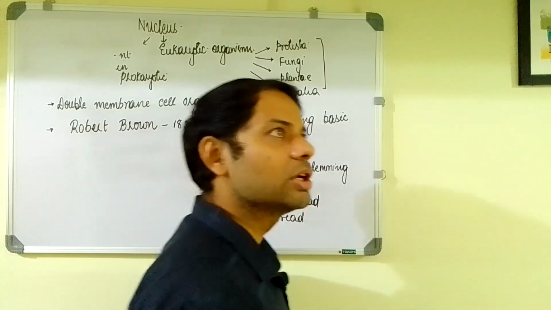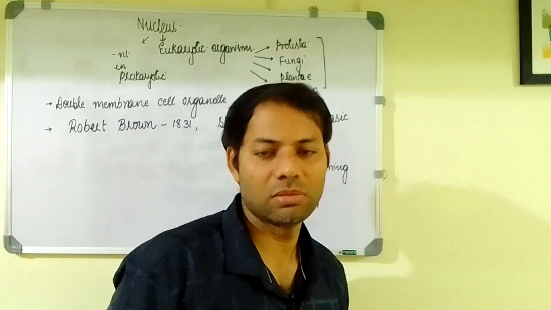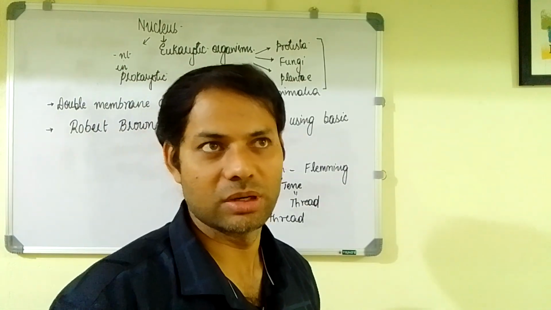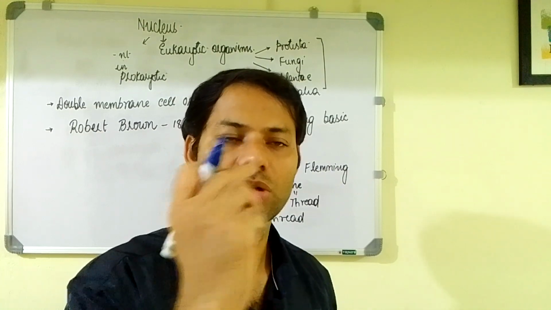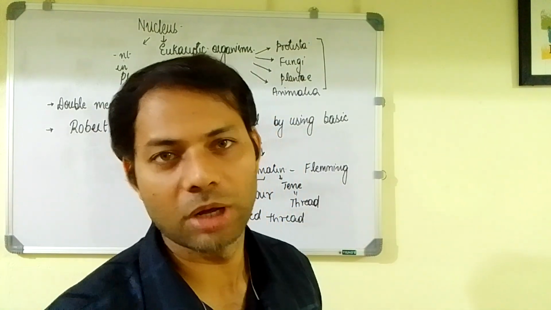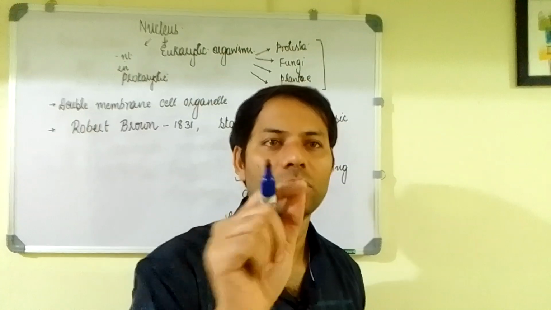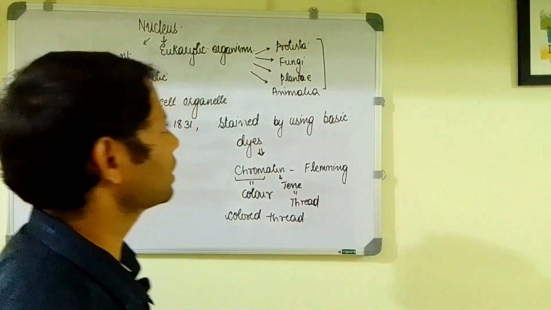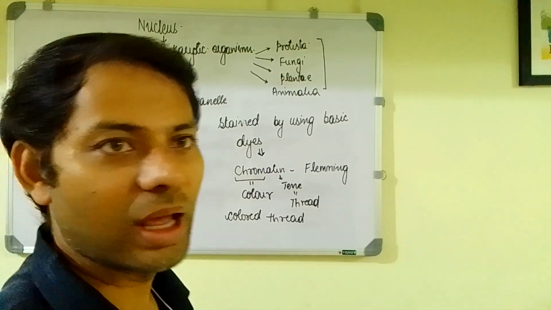And the only kingdom in which true nucleus is not present is the kingdom Monera. Means the genetic material is not surrounded by anything like a nuclear envelope in the members of Monera. But we have four kingdoms in which true nucleus is present, that is Protista, Fungi, Plantae and Animalia.